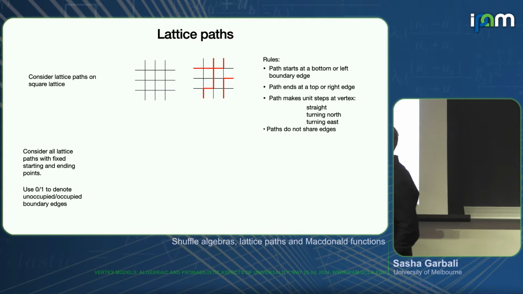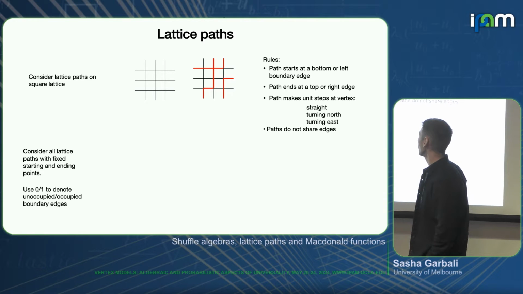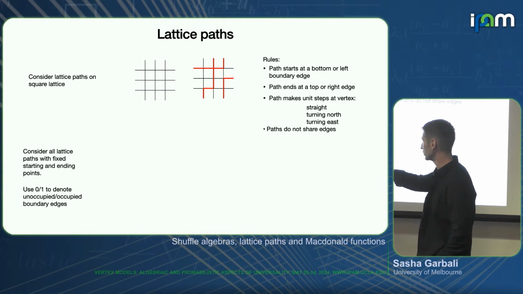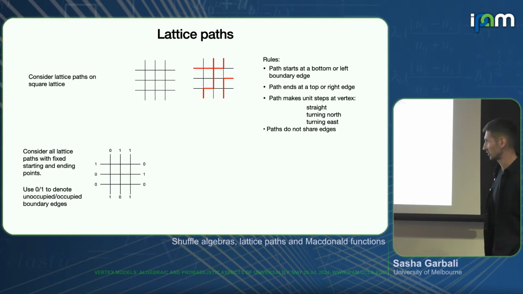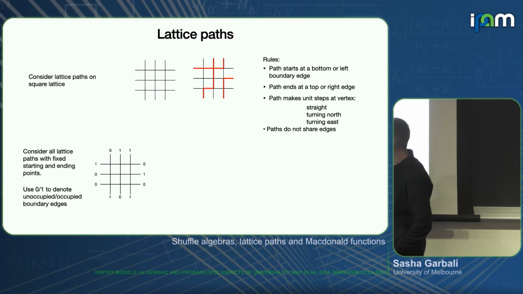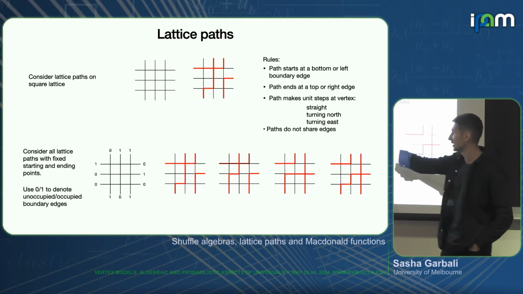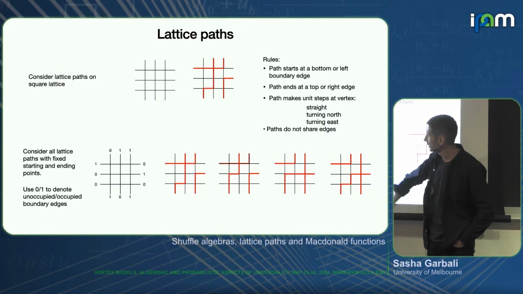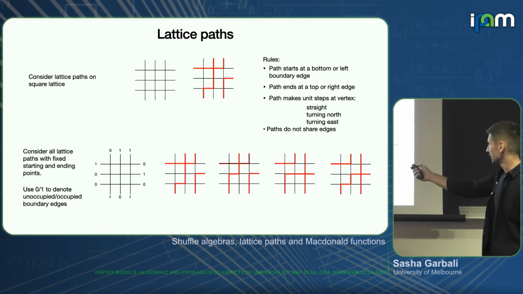Now we can fix external edges to be occupied by paths or unoccupied, and we will be using zeros and ones to denote occupation and unoccupation. So for these particular boundary conditions, we will have this kind of configurations. You can see that 1 corresponds to a red path and 0 corresponds to the absence of a path.